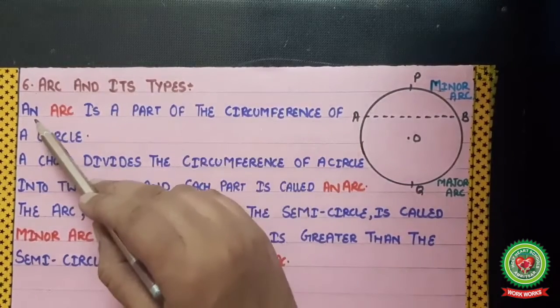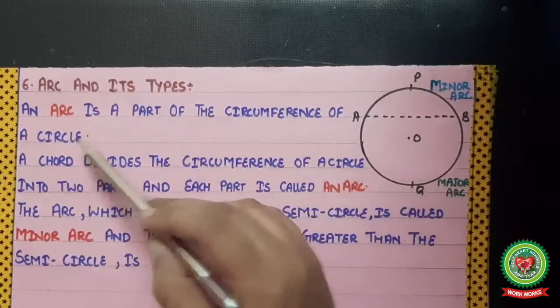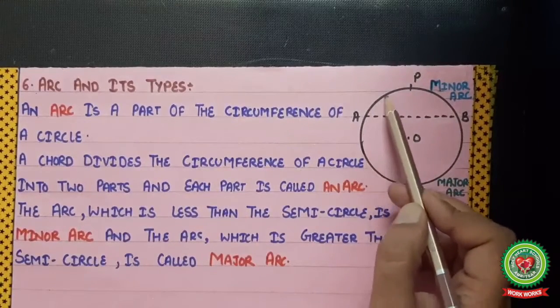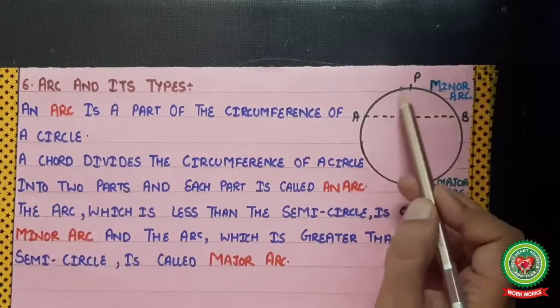Children, the next term is arc and its types. What is an arc? An arc is a part of the circumference of a circle. This is the circumference of the circle, and we can take any part. If I take this much part, this is also an arc.